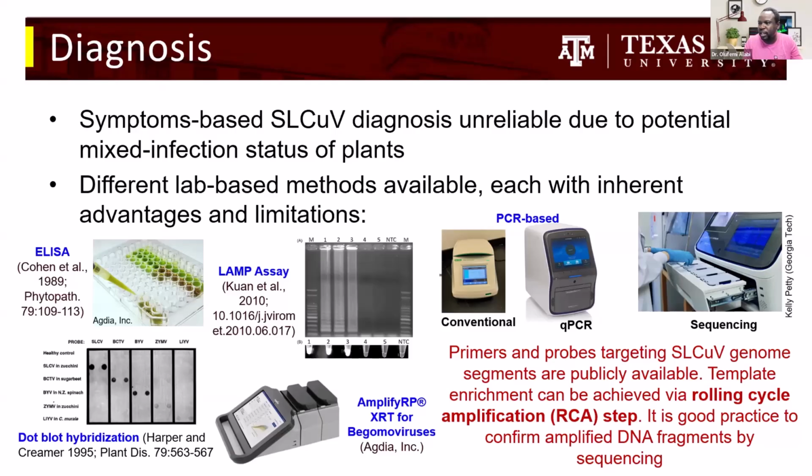Something also to mention here is that even when you have very low titers of the virus within the plant, you can actually enrich that template through a rolling circle amplification step to improve the detection signal. But even with PCR-based diagnosis, there's always a chance of some of these primers cross-reacting or amplifying other begomoviruses that may be present in mixed infection. And so, especially for a new set of samples, it's not a bad idea to consider sequencing the amplified DNA fragment, to be very sure that what you've amplified is squash leaf curl virus.